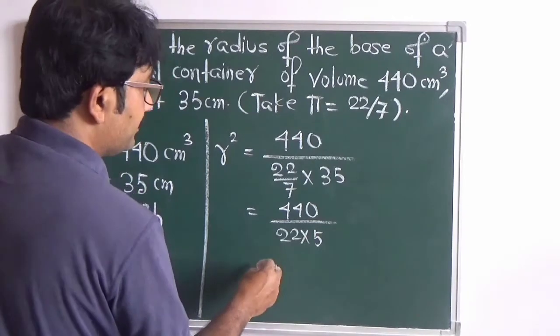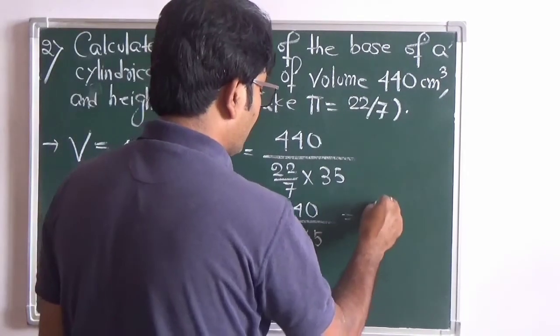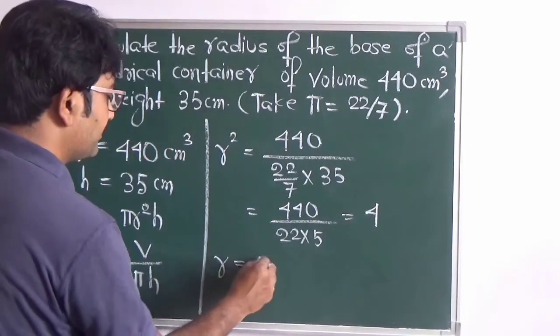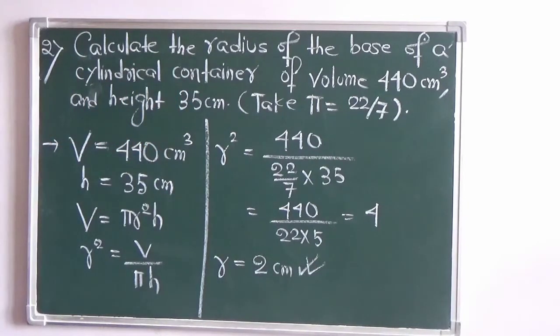So this is 20. So r square is coming to 4. So r is equal to 2 centimeters. So the radius of the base of the cylindrical container is coming to 2 centimeters. Just have a look.